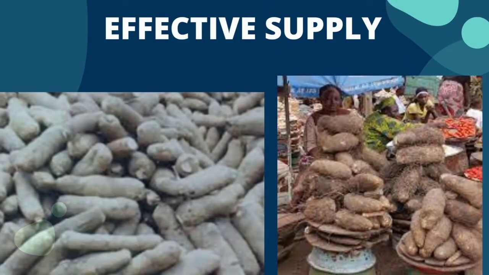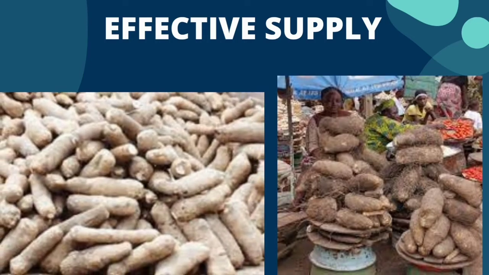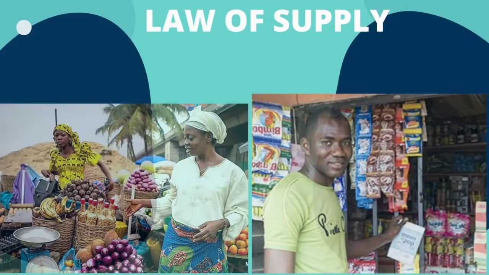Effective supply. Effective supply is the quantity the producer brought to the market for sale at a given price and at a period of time. It also refers to only the part of the total production actually offered for sale at the ruling market price at a particular time. For example, if a farmer produces 300 tubers of yam and offers 250 to the market for sale, the producer's effective supply is those 250 tubers of yam he offered for sale in the market.